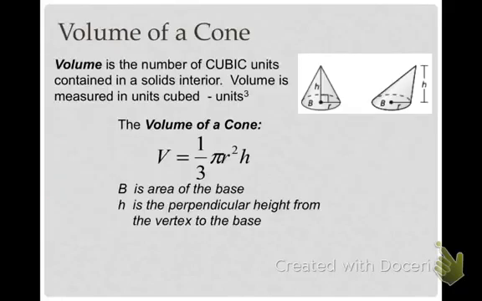All right, the volume of a cone is exactly 1/3 the volume of a cylinder. And I've got a couple of pictures there of a right cone and an oblique cone. And notice that for the pi r squared, we don't put a capital B, we just change it to the area of a circle, which is pi r squared. And the height is the perpendicular height from the vertex to the base.